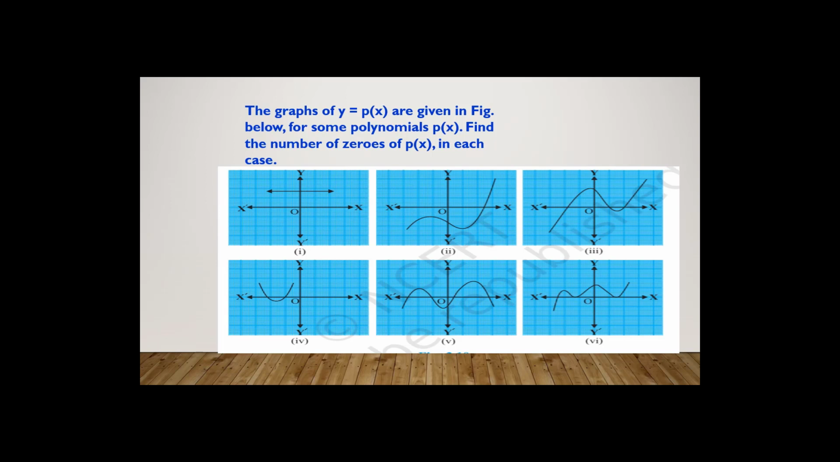Okay, in the fourth case, the graph is intersecting the x-axis at 2 points. In the fifth case, the graph is intersecting the x-axis at 4 points. So the number of zeros is 4. And in the sixth case, the number of zeros is 3. Hope you would have got all the answers right.